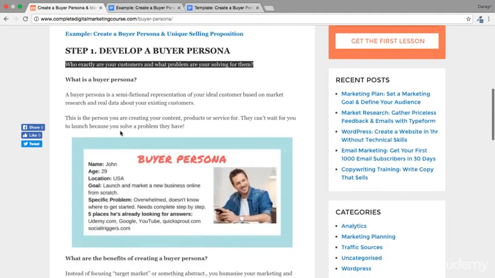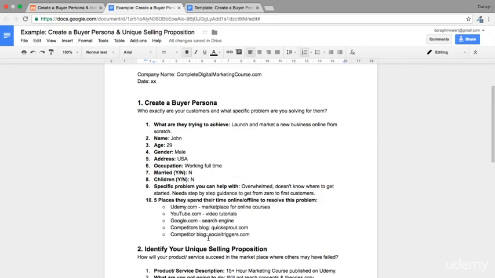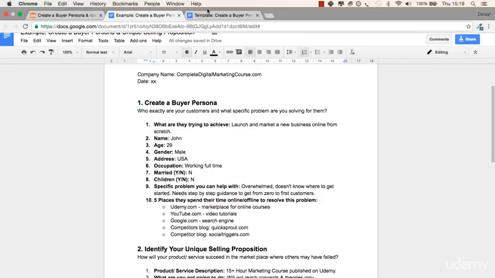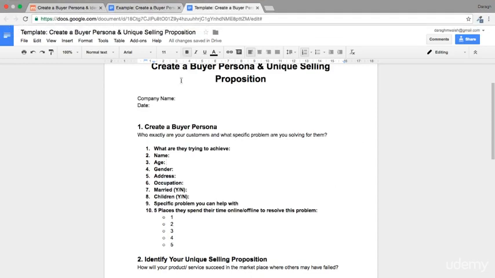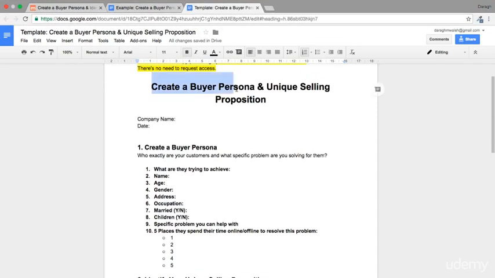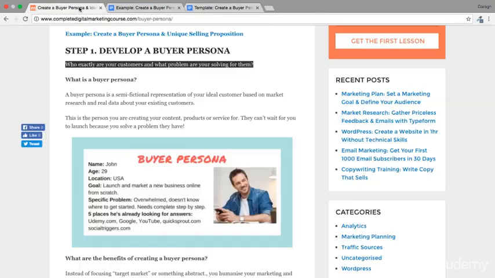So what we're going to do is run through a little bit of the theory, then I will show you the buyer persona that I created for this course. I'll show you the exact questions that I answered in order to create this, and then you can use the template that you got in the last lecture to really create this buyer persona for yourself.